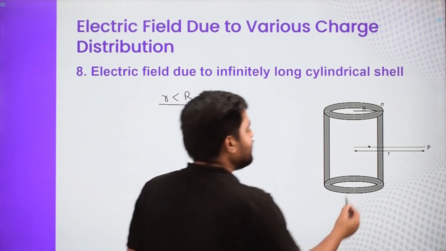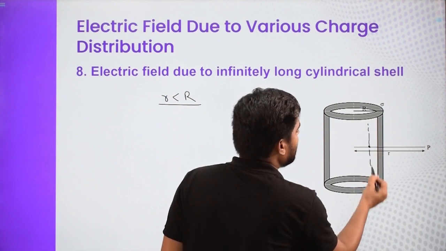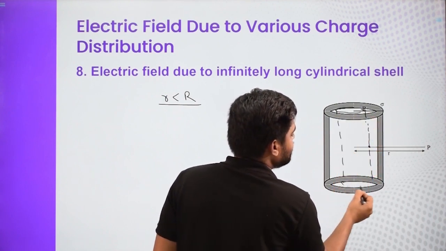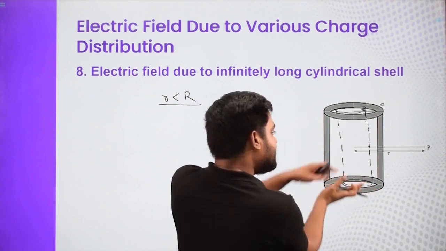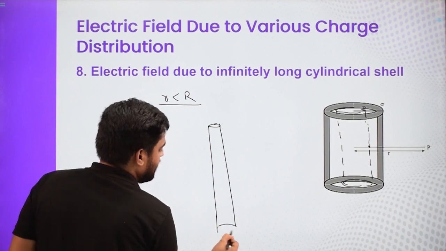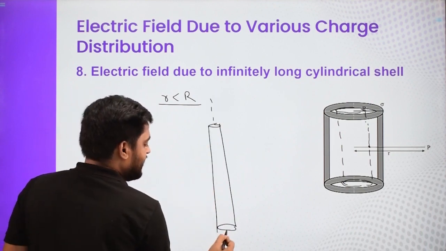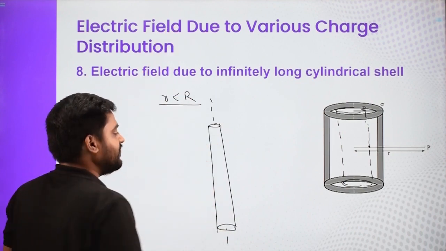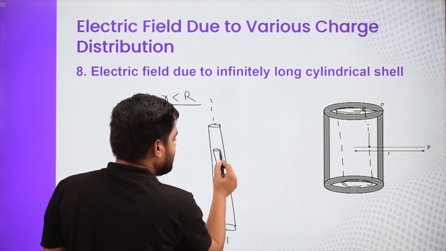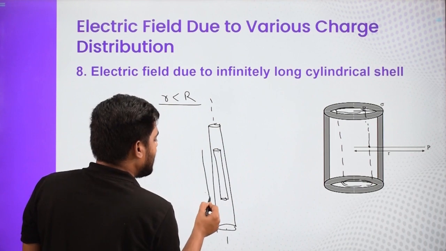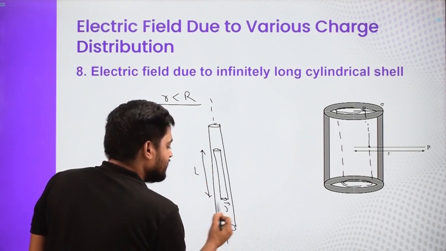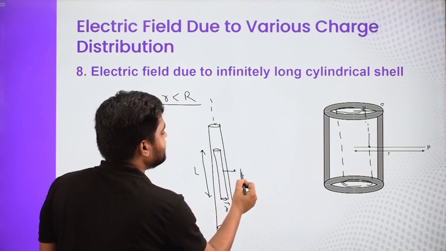So for that, I am going to assume this Gaussian surface. My Gaussian surface is also a cylindrical surface. This is our infinitely long cylinder, going both ways, all the way up to infinity, and I am taking a Gaussian surface also as a cylinder. Let us say the length of that Gaussian surface is L, the radius is small r, and here the field is, let's say, E.